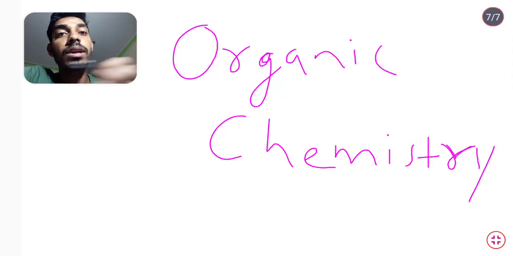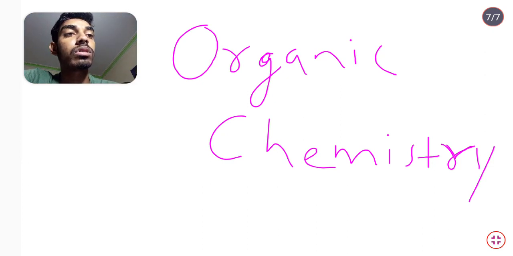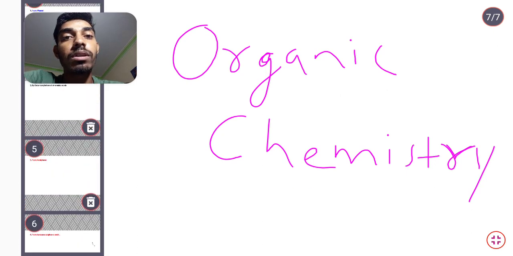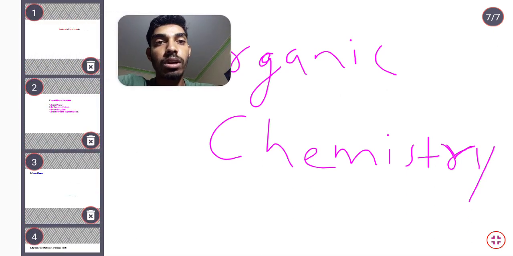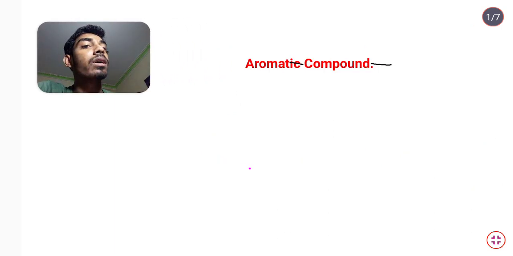According to our chemistry syllabus, there is an organic chemistry portion, and in that portion we have aromatic compounds. Firstly, what are aromatic compounds? Why are those compounds called aromatic compounds? Whenever we think about aromatic compounds, the first structure that comes to mind is benzene.